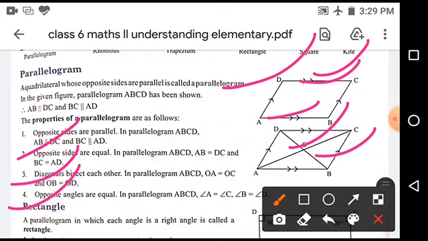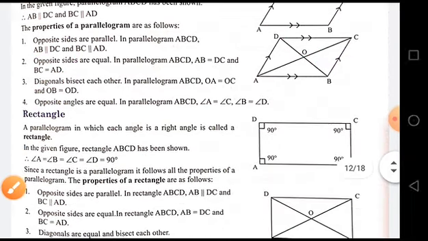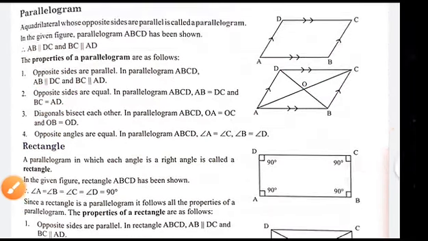Opposite angles are equal. In a parallelogram, opposite angles are equal. That means angle D will be equal to angle B. In the same way, angle C will be equal to angle A. They are the opposite angles. So these are the basic properties of a parallelogram.